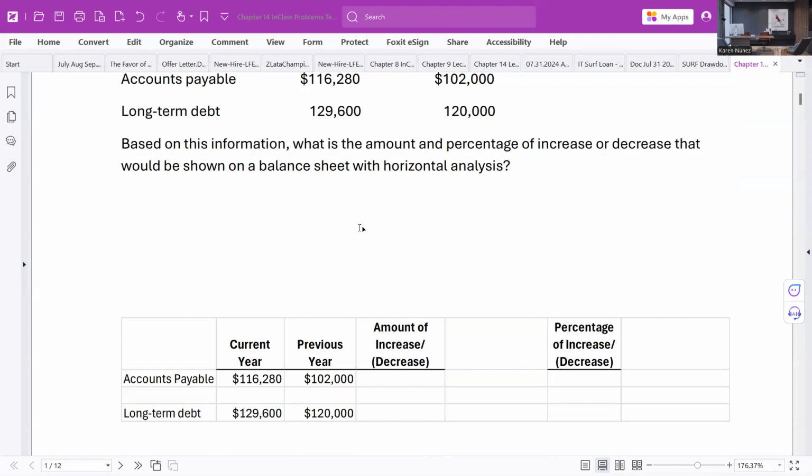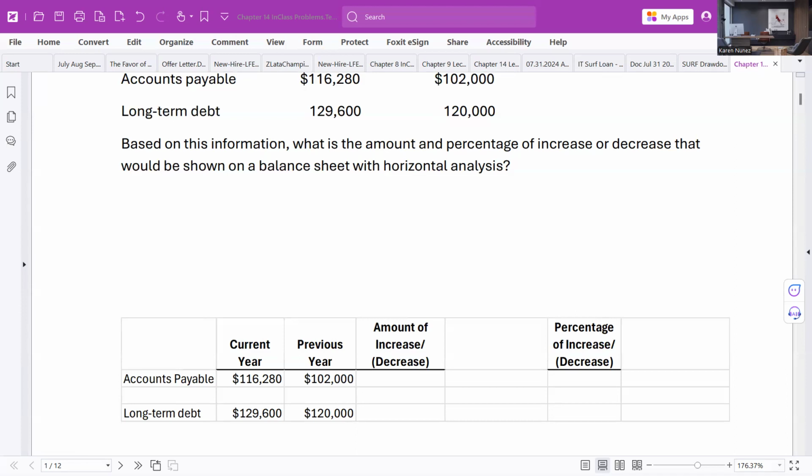And we need to do two things. We need to measure the amount of the increase or decrease. That's this column here. And then the percentage of increase or decrease. That's what you typically show in a horizontal analysis. The amount of the increase or decrease is just the difference between these two numbers. That's all we need, the difference between those two numbers.